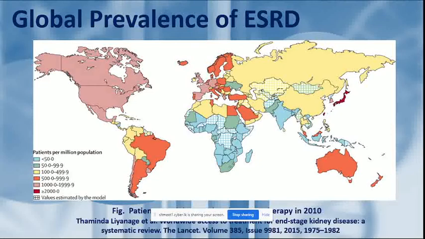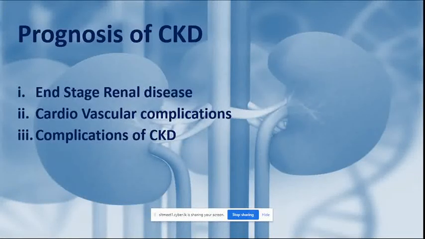So if you are in a poor country, you will die of end-stage renal disease. If you are in a rich country, you will live with end-stage renal disease because the cost of the treatment is pretty high. That's why we have to prevent the development of end-stage renal disease.